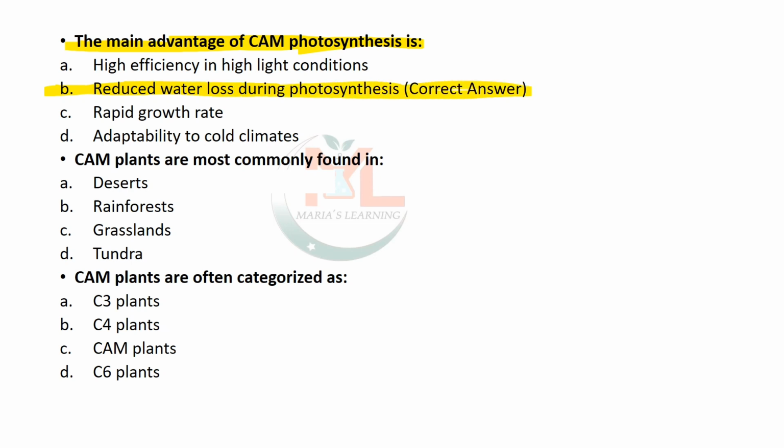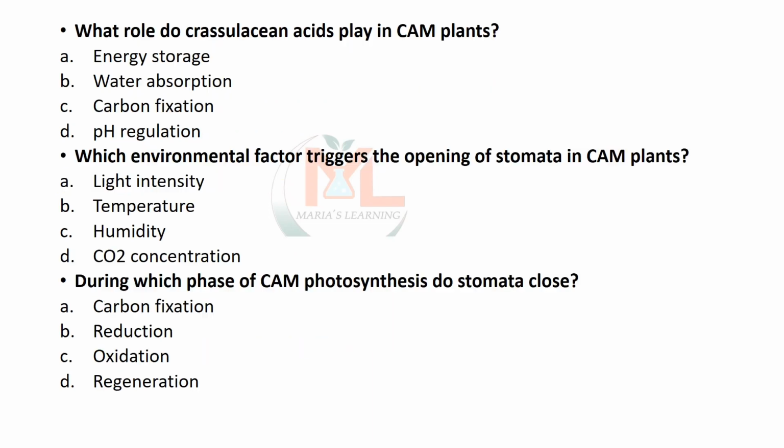Next question is CAM plants are most commonly found in, CAM plants are most commonly found in desert area. CAM plants are often characterized into CAM plants. And the question is next, what role do crassulacean acids play in CAM plants? Right answer is carbon fixation is the role of crassulacean acid in CAM plants.